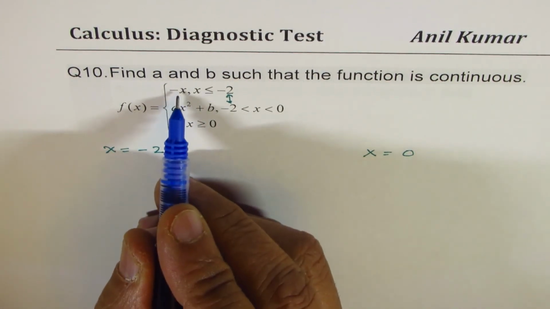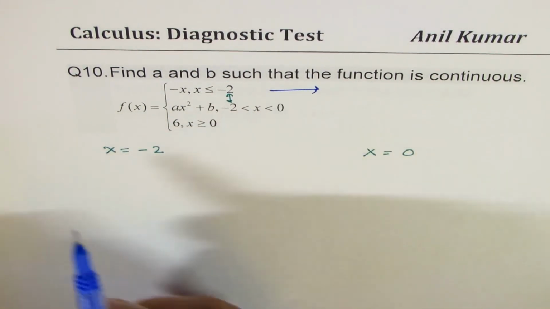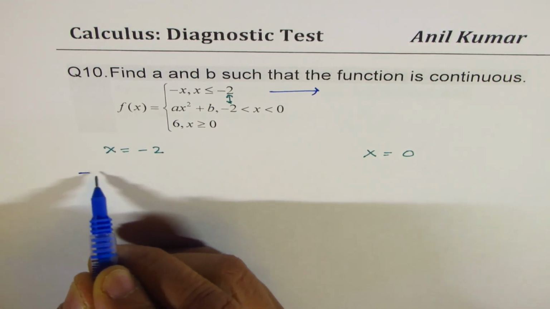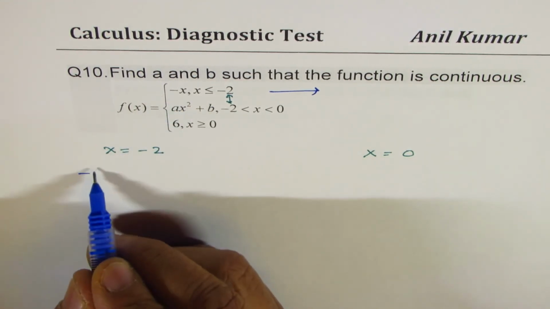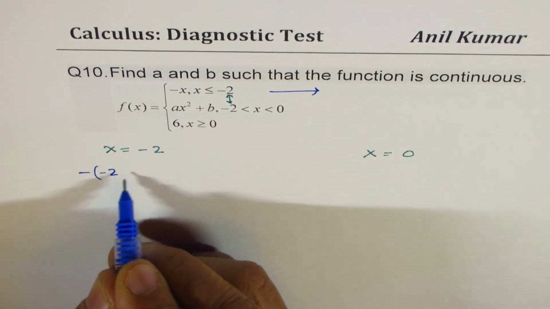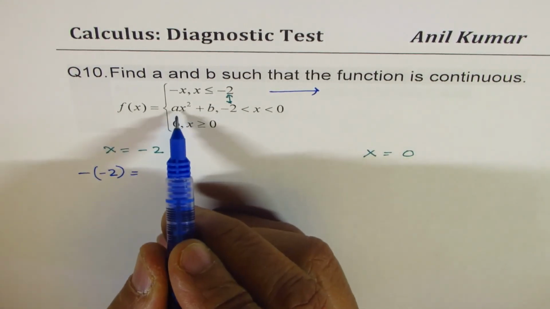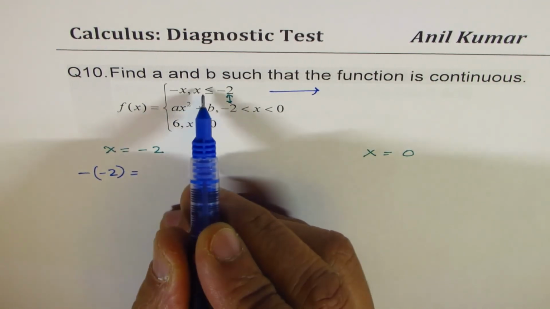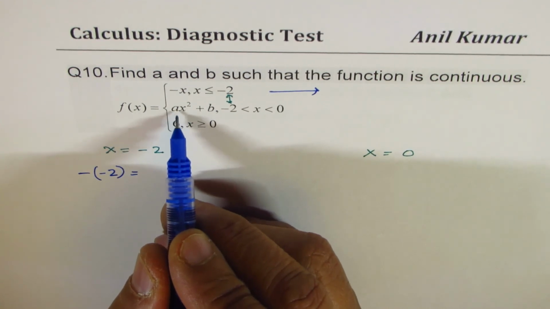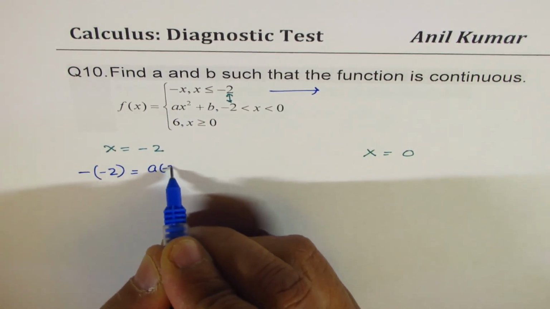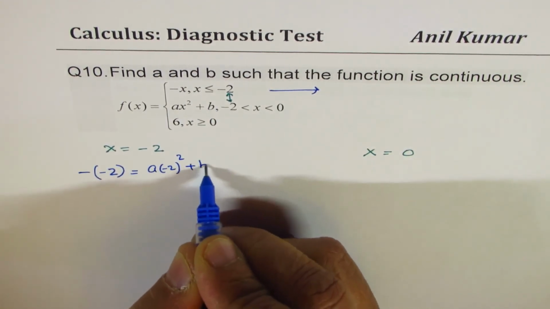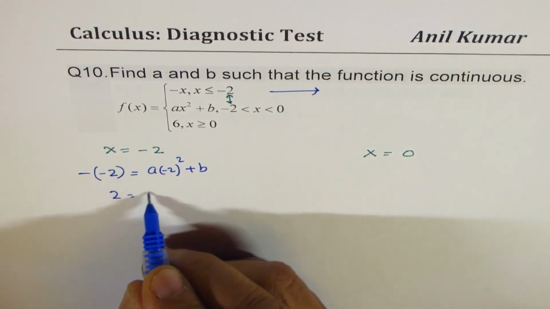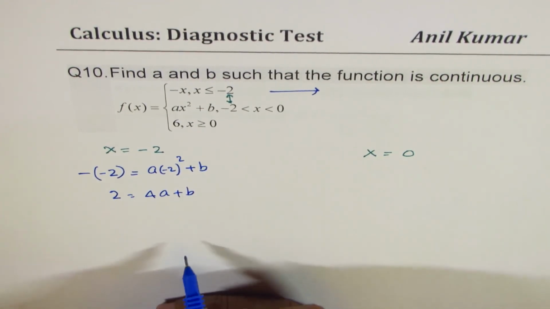So from the first leg, which is this one, we are saying that its value should be, x is minus 2. So we'll write x as minus 2 here. We get minus 2. Is it okay? And from this portion, when it is greater than minus 2, it should start from the same place, right? So if I substitute minus 2 here, I get a times minus 2 squared plus b. Now that gives me an equation. 2 equals 4a plus b, right?